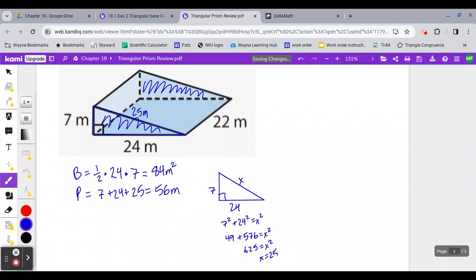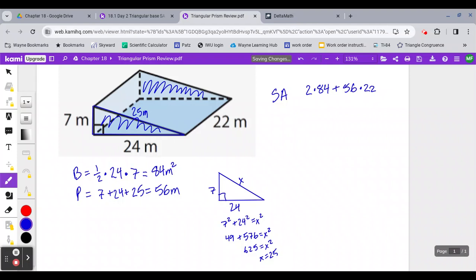Now, the final thing we need to remember is what is the height of our prism? The height of our base was 7. The height of our prism is 22. That's the distance from one base to the other. Okay? So to find the surface area, remember it's 2 times B, so 2 times our 84, okay, plus the perimeter, which is 56, we already found, okay, times the height of the prism, which was 22.